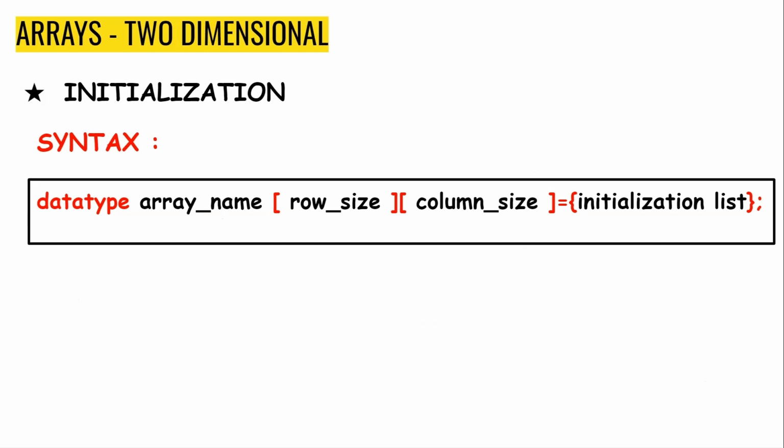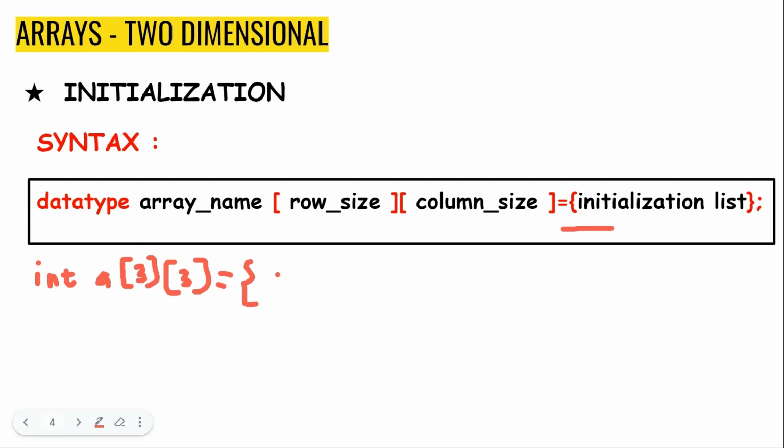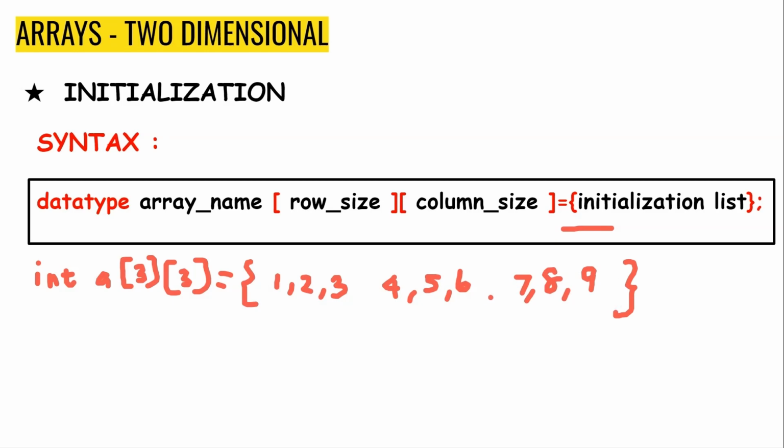Initialization of a two-dimensional array is similar to single-dimensional arrays. Here we have to give the initialization list. Say for example, int a[3][3] is equal to, within curly brackets, we can give the list of values. Since we have to give 9 values, we will give 1, 2, 3, 4, 5, 6, 7, 8 and 9. How do we represent this in the form of rows and columns?